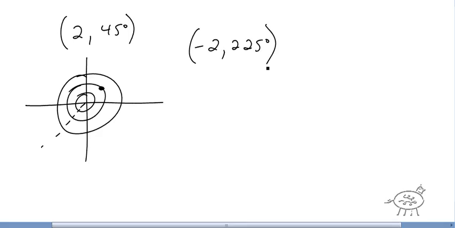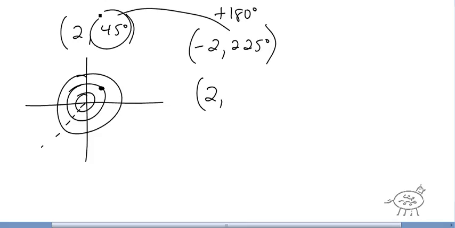Now, how did I do that mathematically? I did it graphically, but mathematically, I just added 180 degrees. I can also say 2 comma 45 degrees, and I can keep adding 360 degrees, which is coterminal. If I add 360 to that, that's equal to 405 degrees. And if you notice, to go from here to here, you also added 180 degrees. So 180 plus 225 is 405. It's pretty easy to come up with a variety of answers.